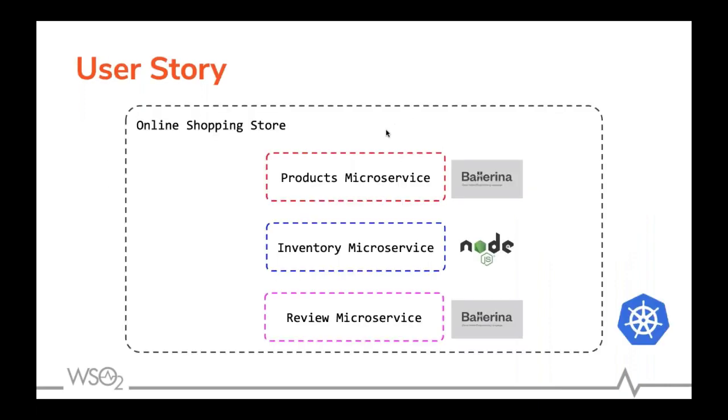Let's take a user story. Let's say you have an online shopping store. For this store, you have developed several microservices such as products, inventory, and review. These microservices can be developed in different programming languages such as Ballerina or Node.js, and they are deployed in Kubernetes as microservices. Now you want to expose some of them as APIs: the products microservice as a products API and the inventory microservice as an inventory API.